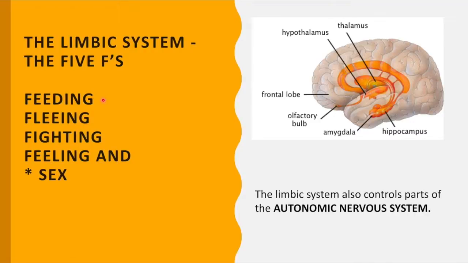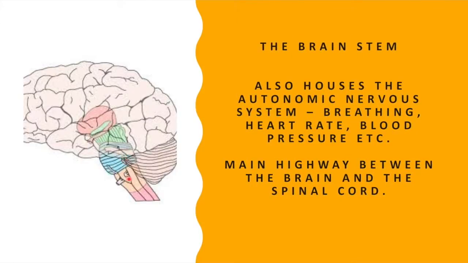The limbic system is also responsible for parts of the autonomic nervous system, and these are the things that we do without thinking about it, so things like breathing and blood pressure and heart rate and bowel and bladder function, etc. So the autonomic nervous system leads us quite nicely onto the brain stem, and you can see the brain stem here in all its multicolored glory sitting nicely in the midbrain. And the brain stem houses a number of our autonomic nervous functions, so breathing, heart rate, blood pressure, etc. And of course, the brain stem is also part of the main highway between the central nervous system, the spinal column and the spinal cord, and our muscles, which allows us to move freely.